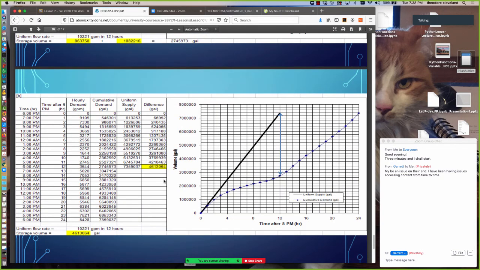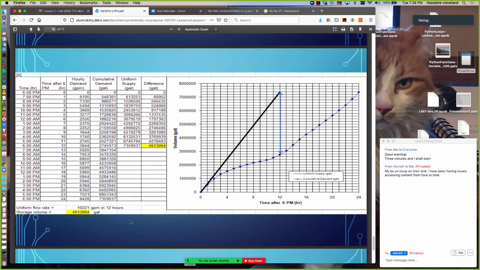And then if we looked at 6 at night to 6 in the morning, you'll notice the table here has changed, the way the times are organized. We would need almost 4.6 million gallons, more than half of the total cumulative demand for a day would have to be stored. And you can see why from this diagram.